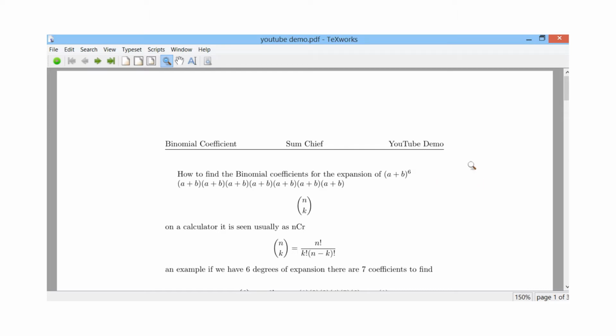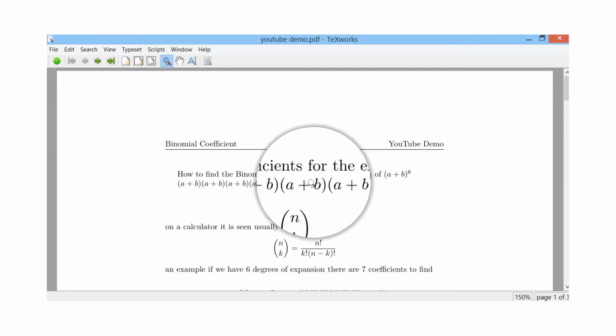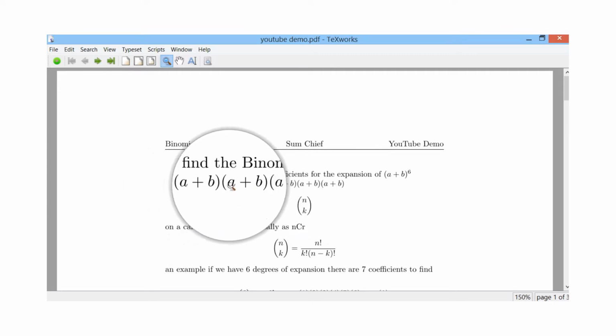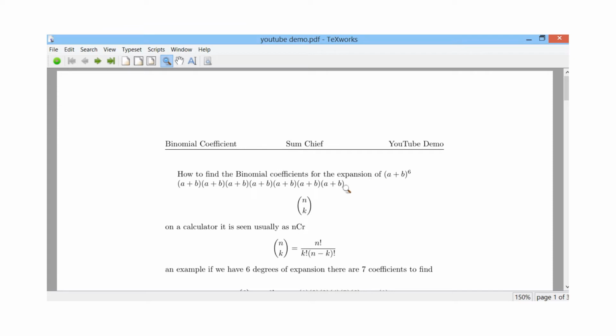Today we're going to be looking at binomial coefficients and how to calculate them, and how to expand the calculations for (a + b) to the power of 6. That is quite a lot of foiling to complete. Basically that means (a + b), (a + b), (a + b), (a + b), (a + b), (a + b), 6 times, all multiplied out. As you can see, that's going to take a long time.